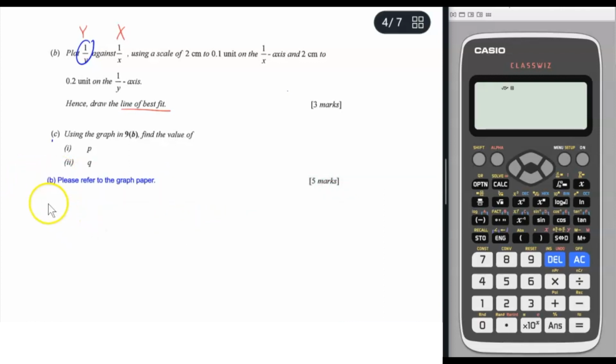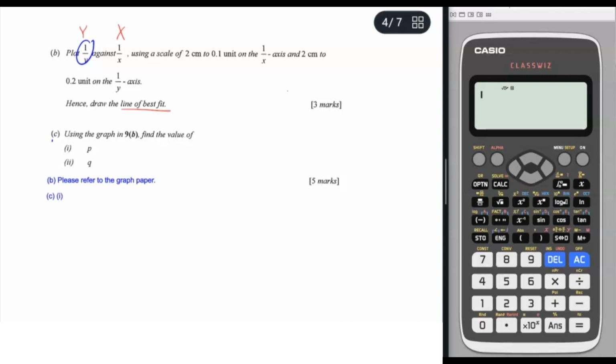Okay, then for C, using the graph, find the value of P and Q. For number 1, you have to show the examiner how you convert the original equation to become a linear equation. So write down the original equation that is in the question.